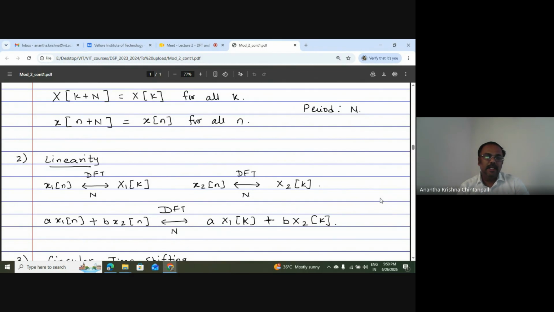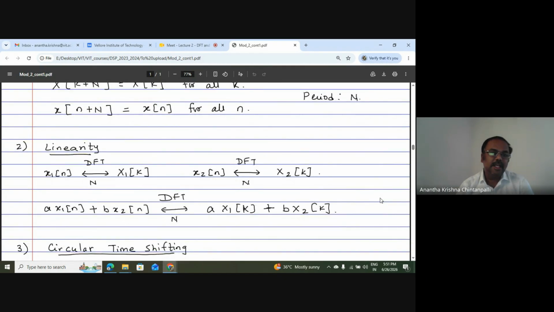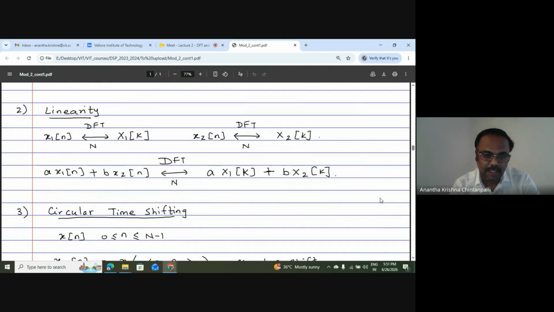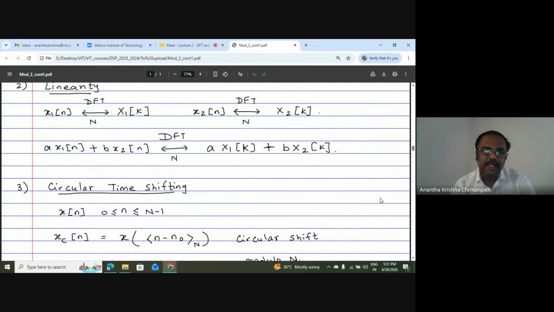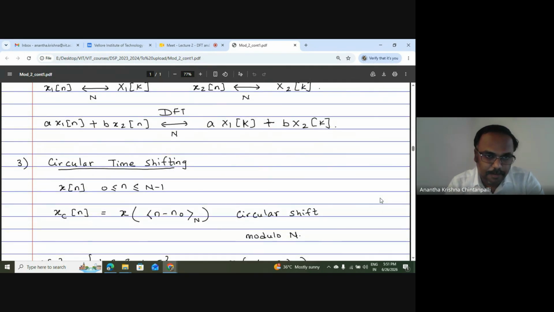The second one is linearity. As you have seen in the other properties as well, the same thing applies in the discrete Fourier transform. x1 of n, its N-point DFT is capital X1 of k. x2 of n, its N-point DFT is capital X2 of k. So a times x1 of n plus b times x2 of n, its N-point DFT would be a times capital X1 of k plus b times capital X2 of k. That's a pretty straightforward principle.